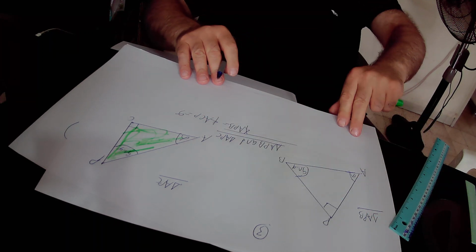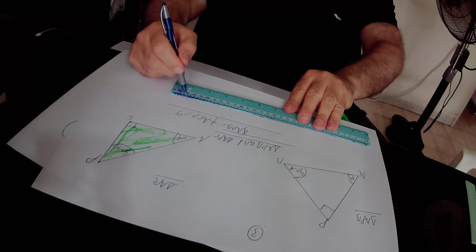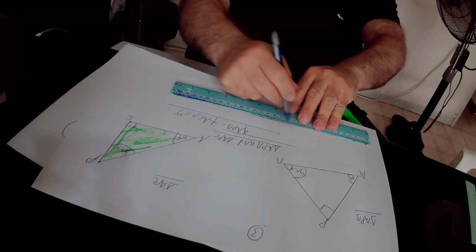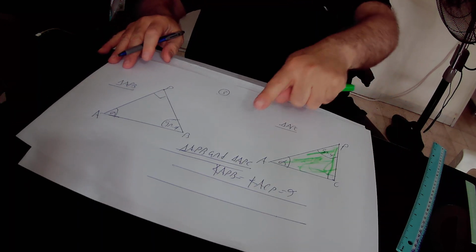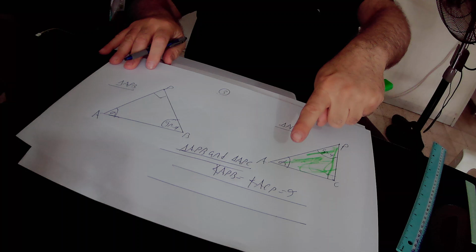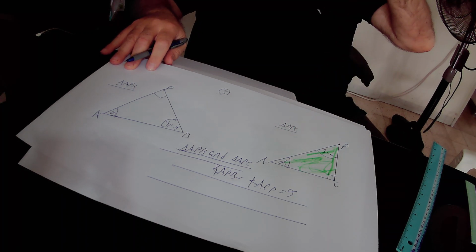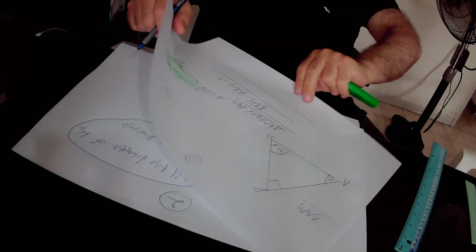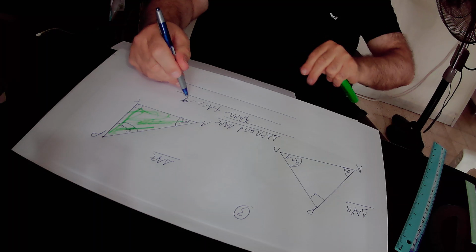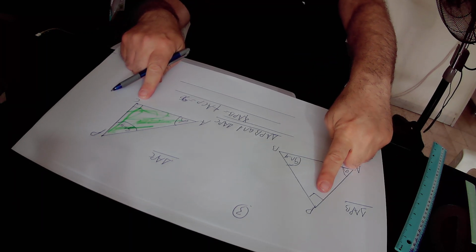So we found out that angle APB in the right triangle equals angle ACP in the green triangle. They are both equal to 90 degrees, therefore they are equal to each other. Again, those two angles are both equal to 90 degrees, therefore they are equal to each other.